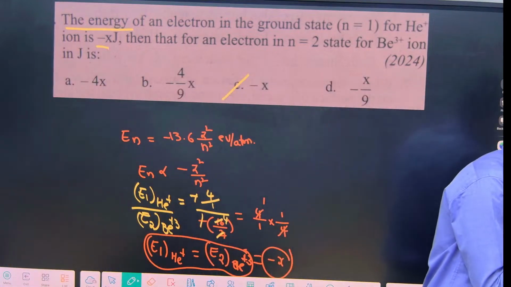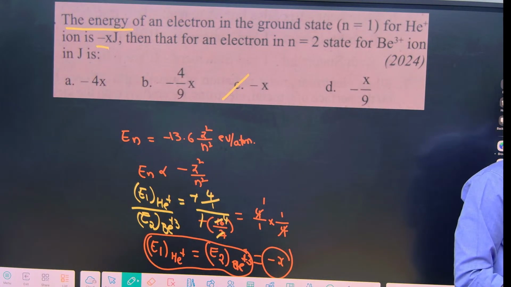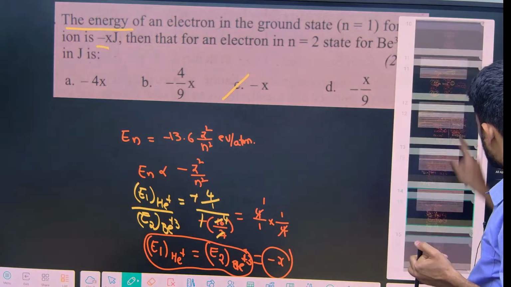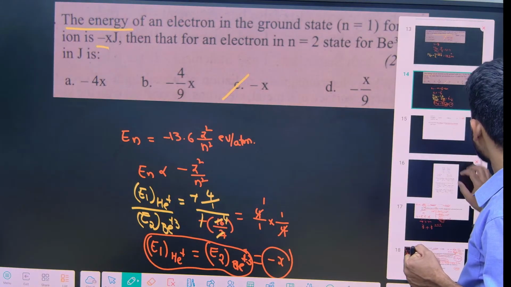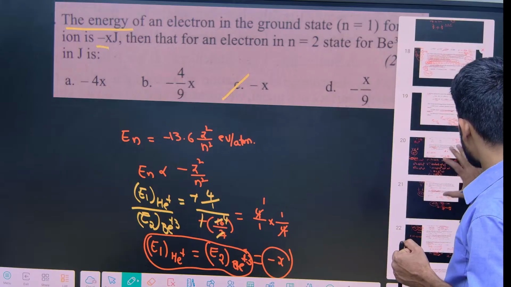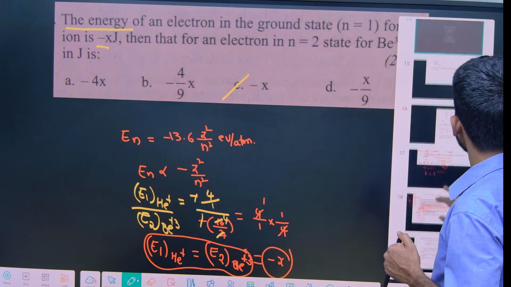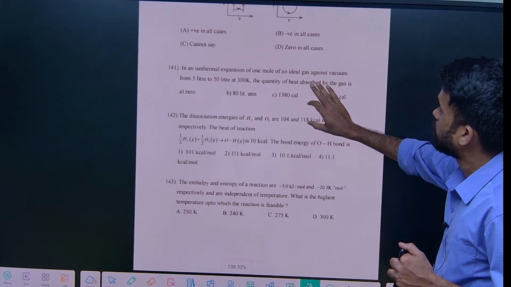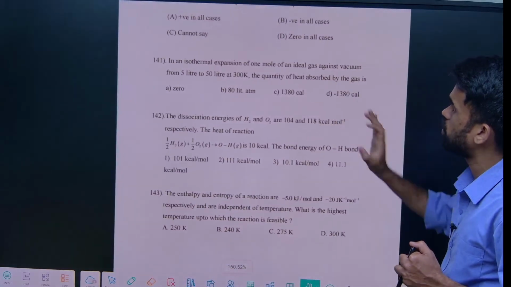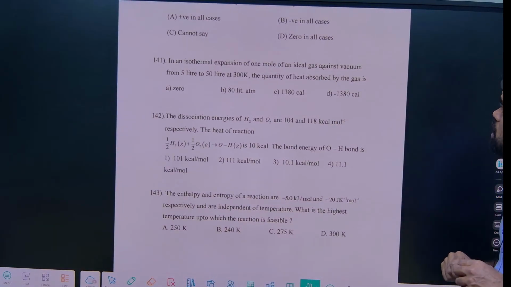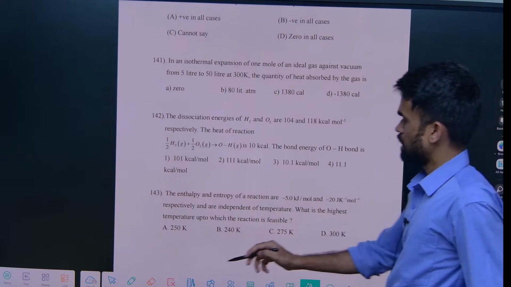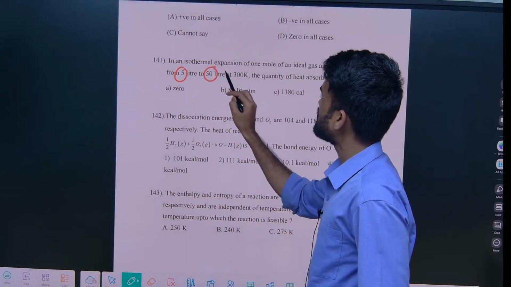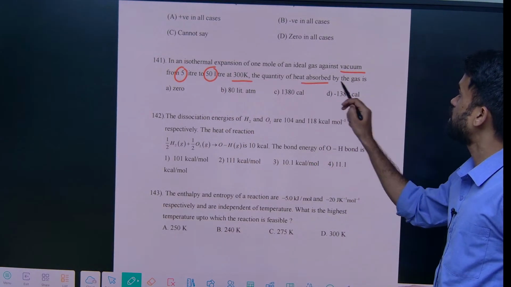Right. Let's move. Now I will give you a few more questions from the previous discussion. Look at this question. What are your answers for this thermodynamics question? Read the question once. In an isothermal expansion of 1 mole of ideal gas against vacuum from 5 liters to 50 liters at 300 Kelvin, the quantity of heat absorbed will be.